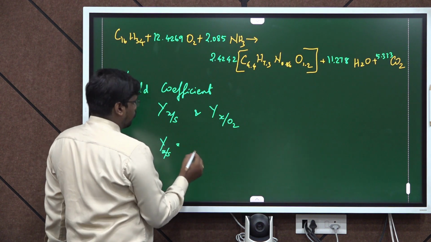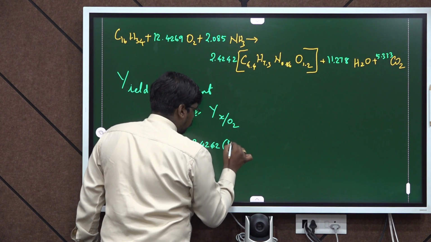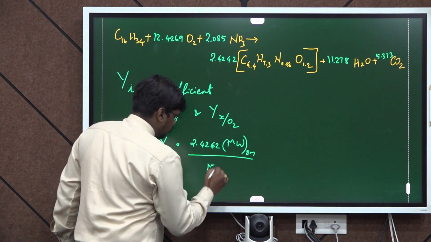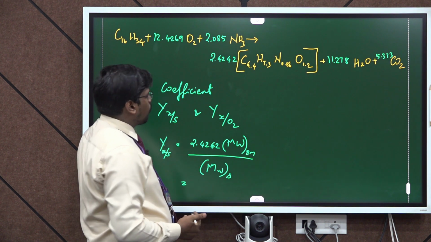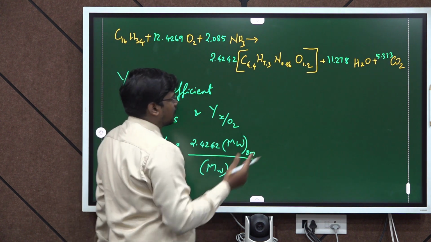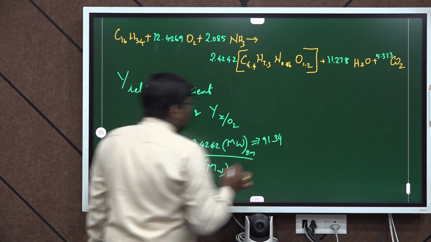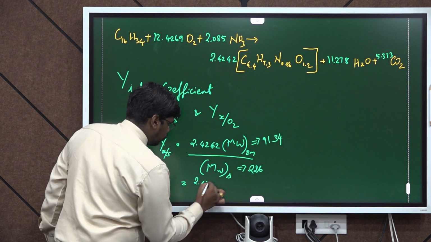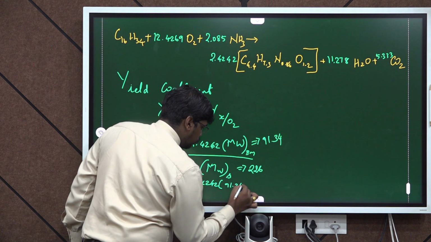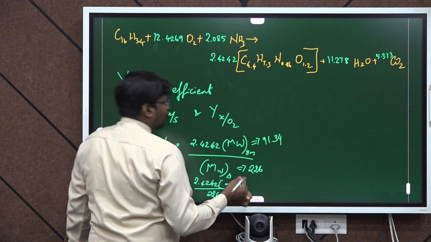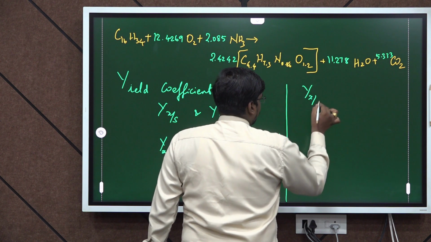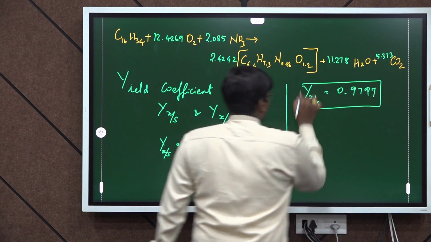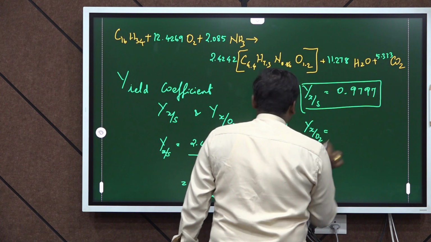So moles of biomass, 2.4242 into the molecular weight of biomass, divided by moles of substrate, here the molecular weight of substrate. If we calculate the molecular weight of biomass by substituting the atomic weights of carbon, hydrogen, nitrogen and oxygen, it will amount to 91.34, and the molecular weight of substrate is 226. Substituting that, 2.4242 into 91.34 divided by 226 will give us the yield coefficient Y x by S equal to 0.9797.